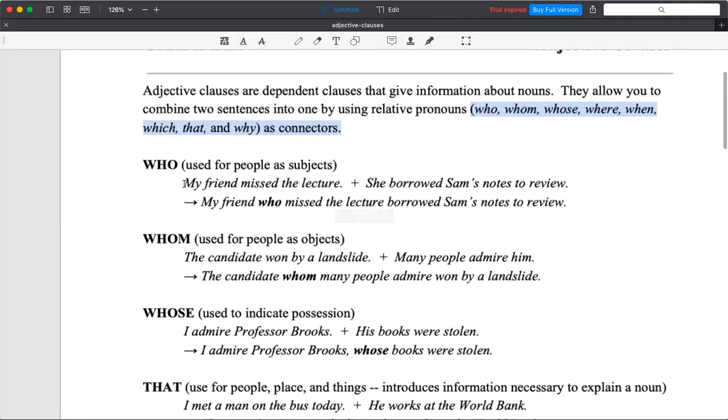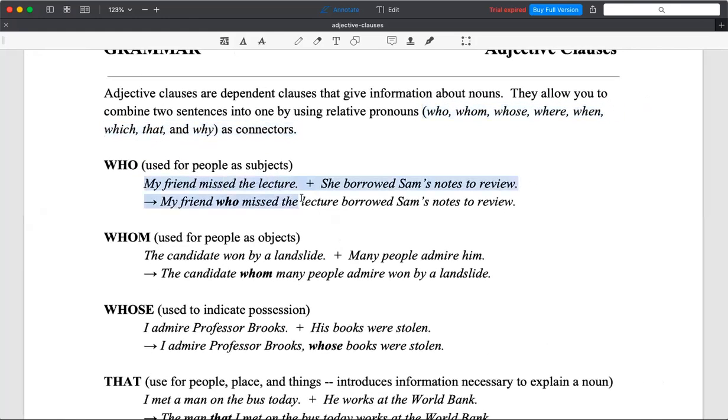Imagine these two simple sentences that you have. My first sentence is, my friend missed the lecture. And then the second sentence is, she borrowed Sam's notes to review. Because my friend and she are the same person, I need to combine these two sentences. When I combine them, I create a more complex structure with an adjective clause. I would change the second sentence. I will remove she, and because my friend is a subject, I need the subject pronoun to replace she. Then my sentence would be, my friend who missed the lecture borrowed Sam's notes to review.